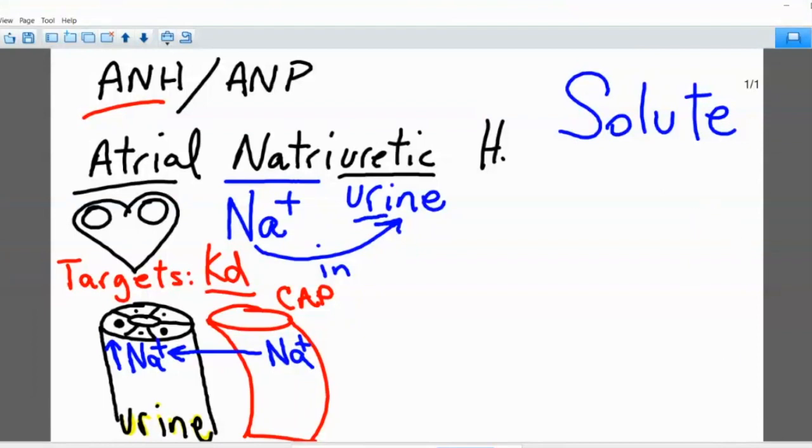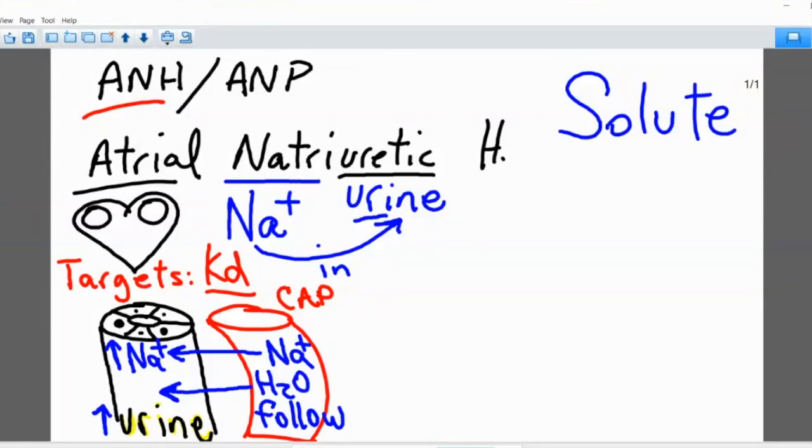And what sodium does is it always gets water to follow it. So wherever the sodium goes, water follows. So now we just had more water move into the urine. What's that mean? You just made more urine. You just pulled the water right out of your blood and put it directly into your urine. So you made more urine.